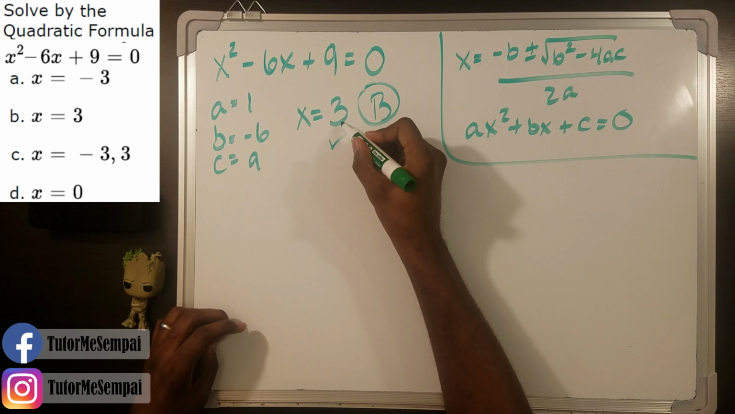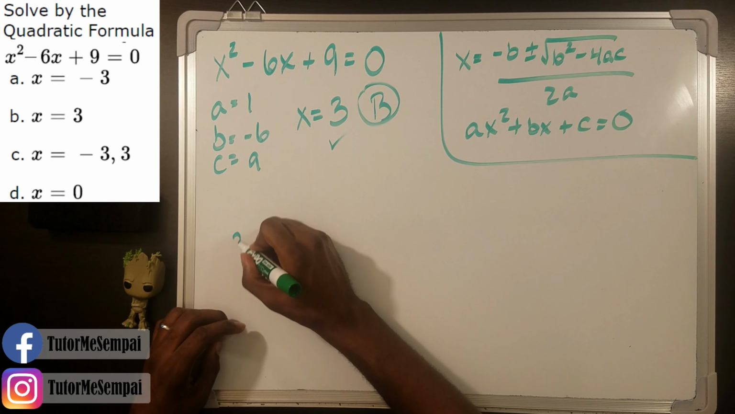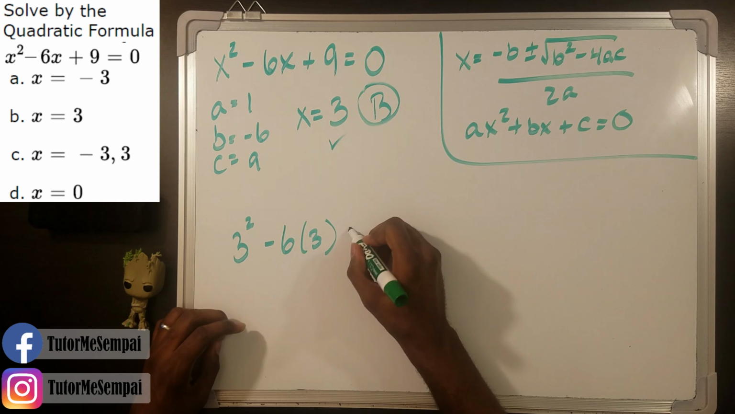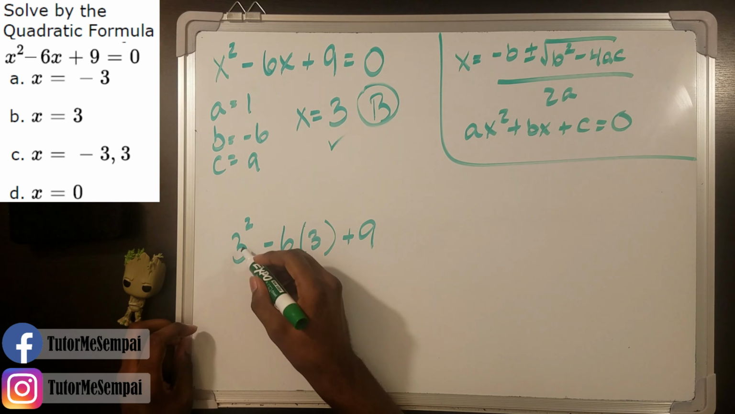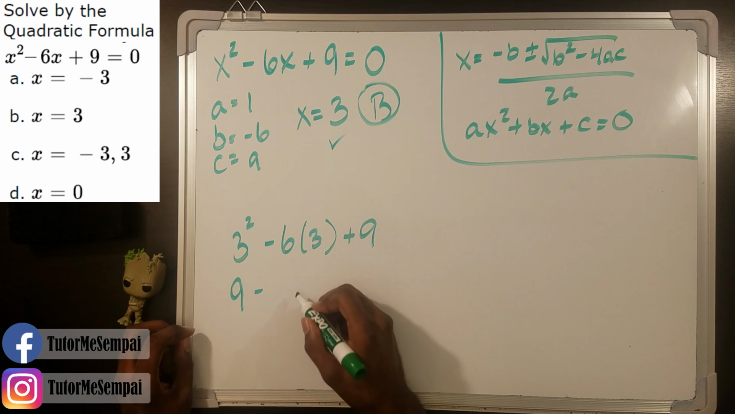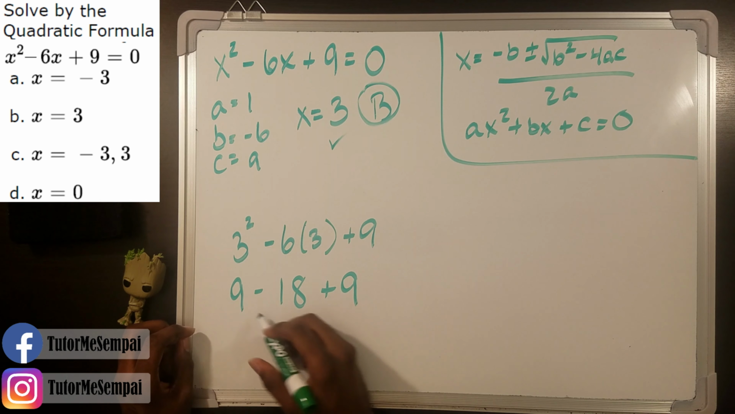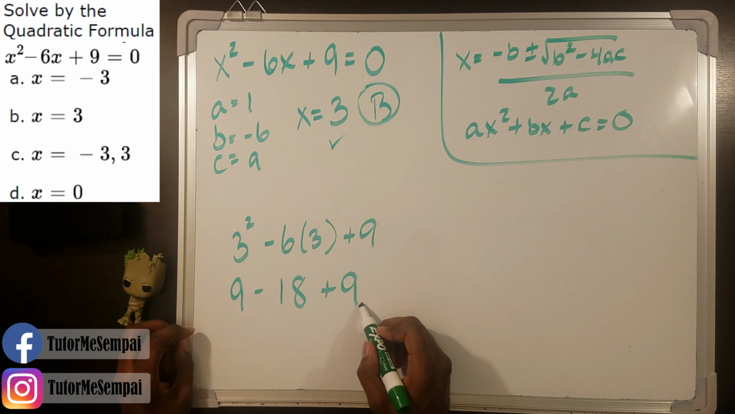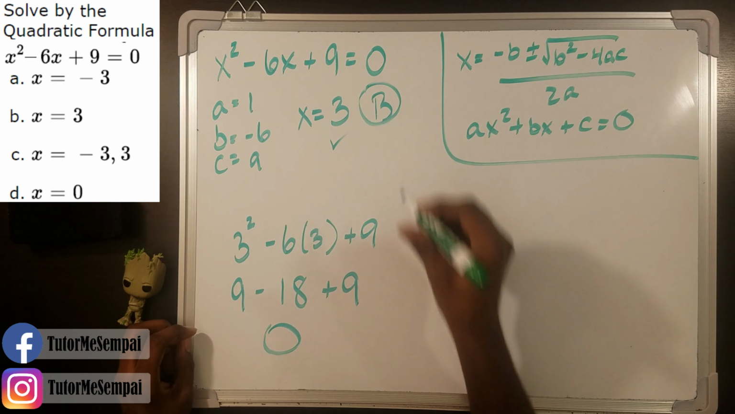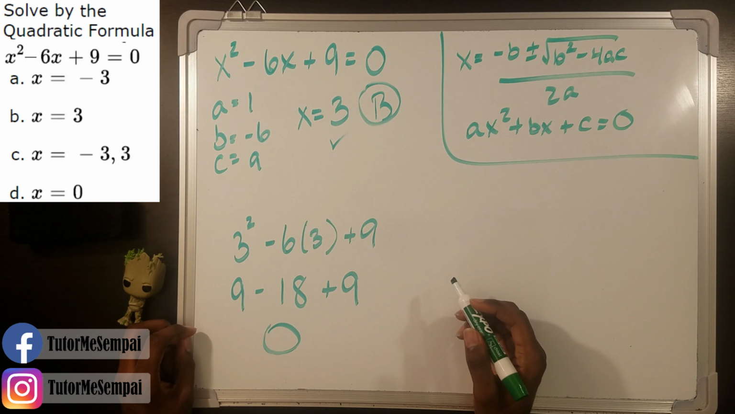So we're going to take this 3 and plug it into everywhere you see an x. So it's going to be a 3 squared minus 6 times 3 plus 9. 3 squared is 9 minus 6 times 3, which is 18, plus another 9. Well, 9 plus 9 gives you 18. Subtracting 18, you get 0. We get 0, so you know that our answer indeed checks out.